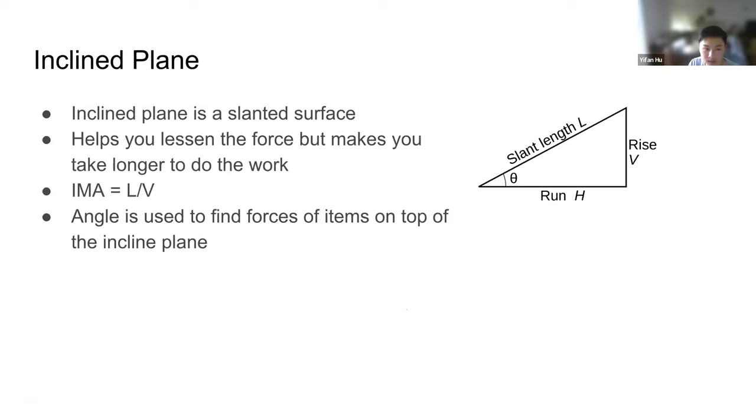Okay, so now I'm going to talk about the simple machines. This is the inclined plane. It's a slanted surface. It helps you lessen the force used to push up, but it makes it longer for you to do the work. So if you had a box, it would take you longer to push the box up the ramp than to push it up vertically, but it'll take you less force to push up the box. So the IMA of this inclined plane would be the slant length over the rise. So the ideal mechanical advantage would just be this over that.